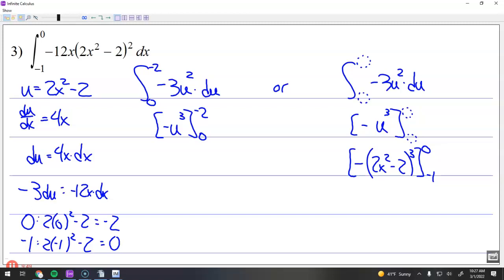Negative. So instead of putting, you still have to do the u's. Which three? This? That one. So add one to the power, multiply by the reciprocal, and new power.